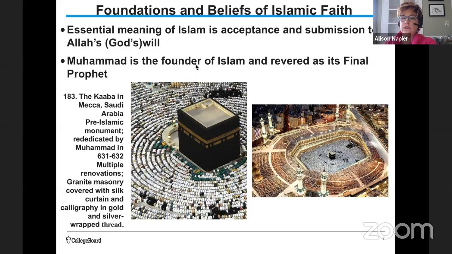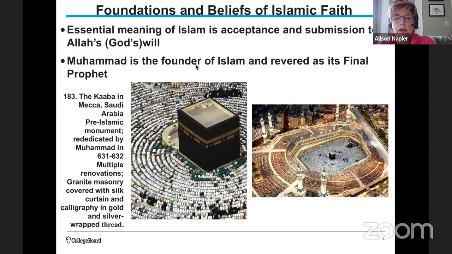When he takes over, he decides to preserve the Kaaba, which is now the symbolic center of Islam, right in the heart of Mecca. This is associated with the era of Abraham and Ishmael, who are the common ancestors of both the Jews and the Arabs.